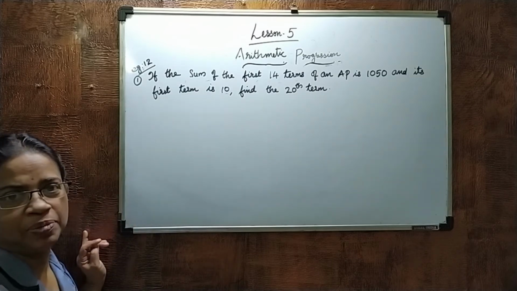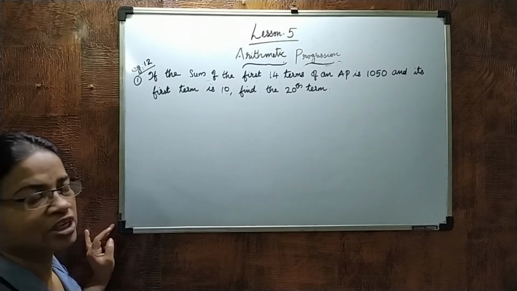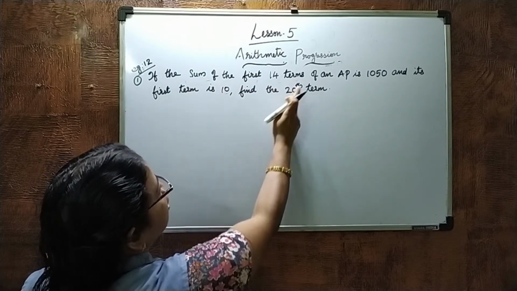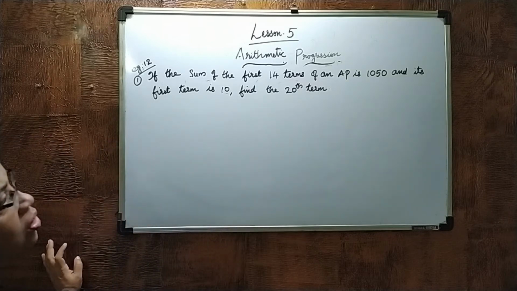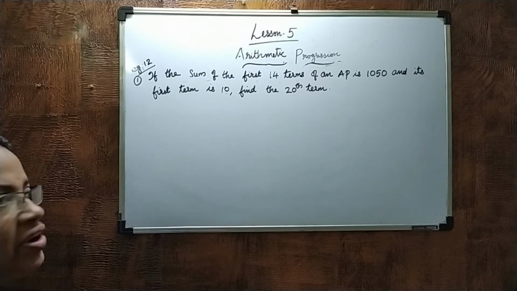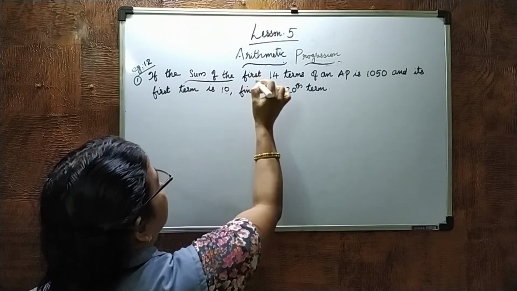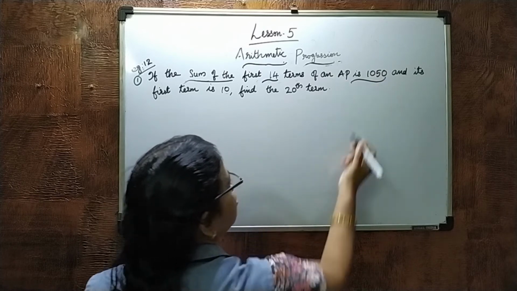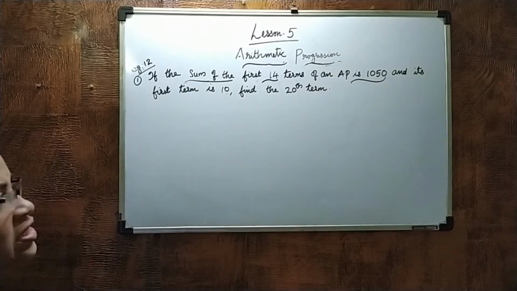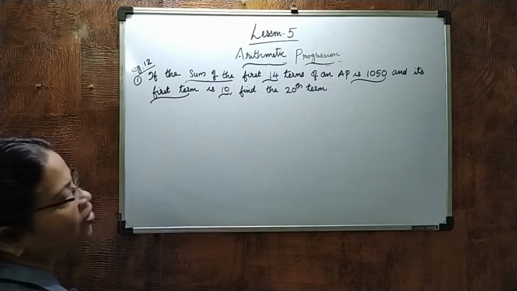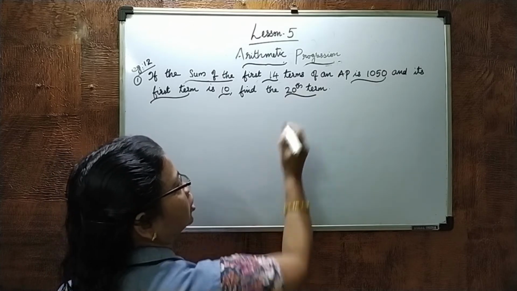Now we will do the example problem. Example number 12 from the textbook. The question is: if the sum of the first 14 terms of an AP is 1050, the sum of the first 14 terms is given, right? And its first term is 10, the first term is also given. Find the 20th term.